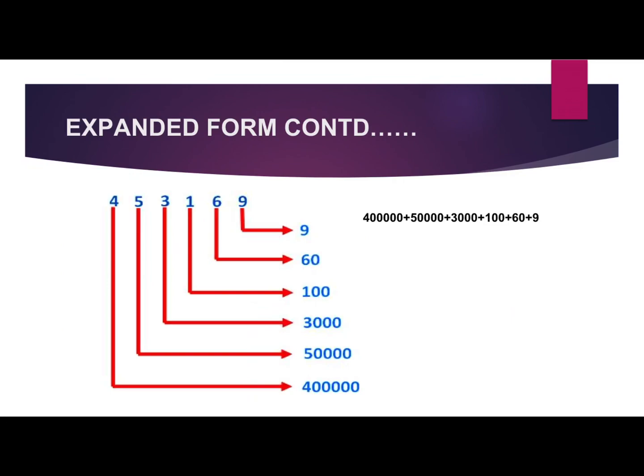Now the expanded form can be continued here for 4,53,169. This is the number. So we can expand it as 4 lakhs plus 50,000 plus 3,000 plus 100 plus 60 plus 9. So 9 is in the ones place, 6 is in the tens place, so it is 60. 1 is in the 100s place, so it is 100. 3 is in the 1000s place, so 3,000. 5 is in the 10,000s place, so it is 50,000. 4 is in the lakh place, so it is 4 lakhs. This is shown diagrammatically here.